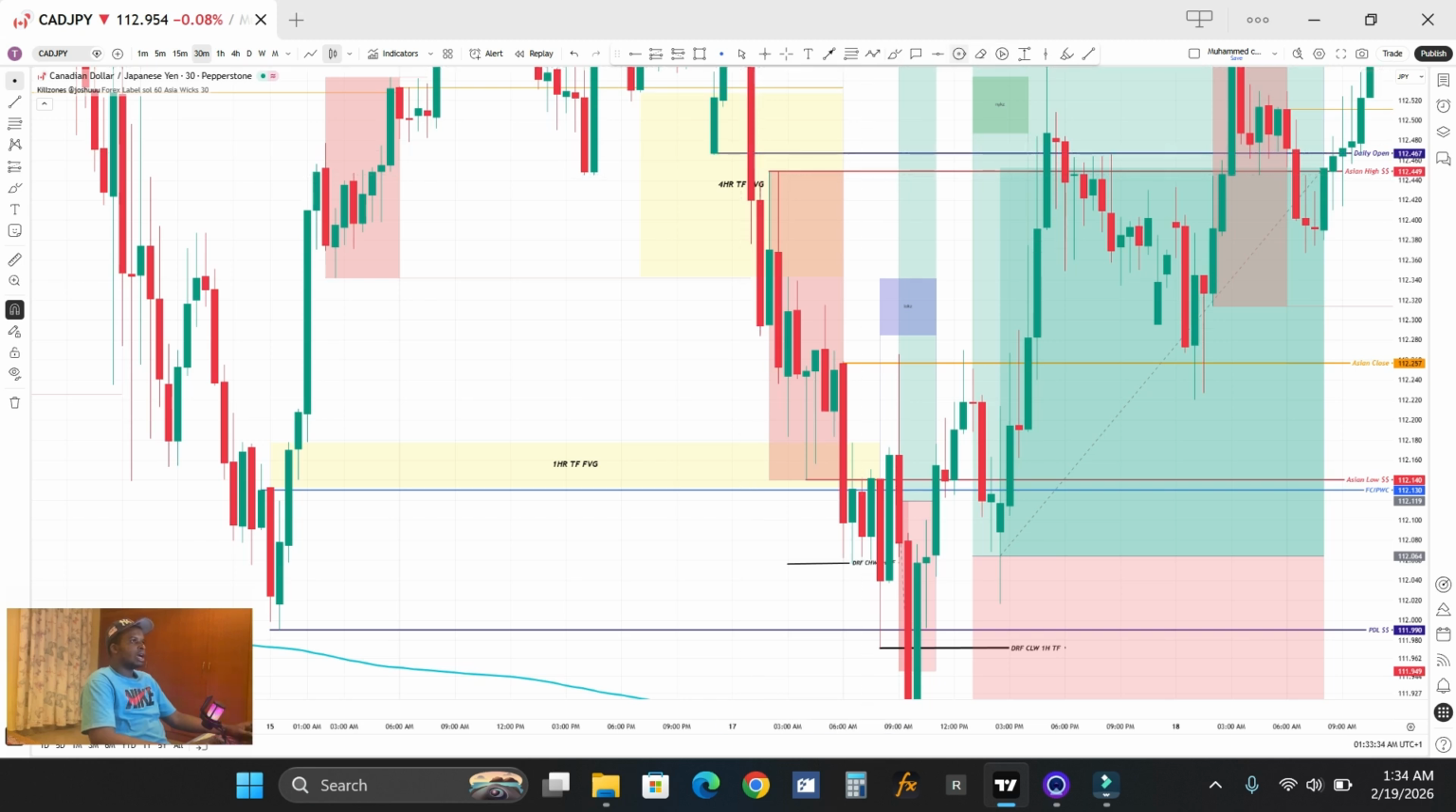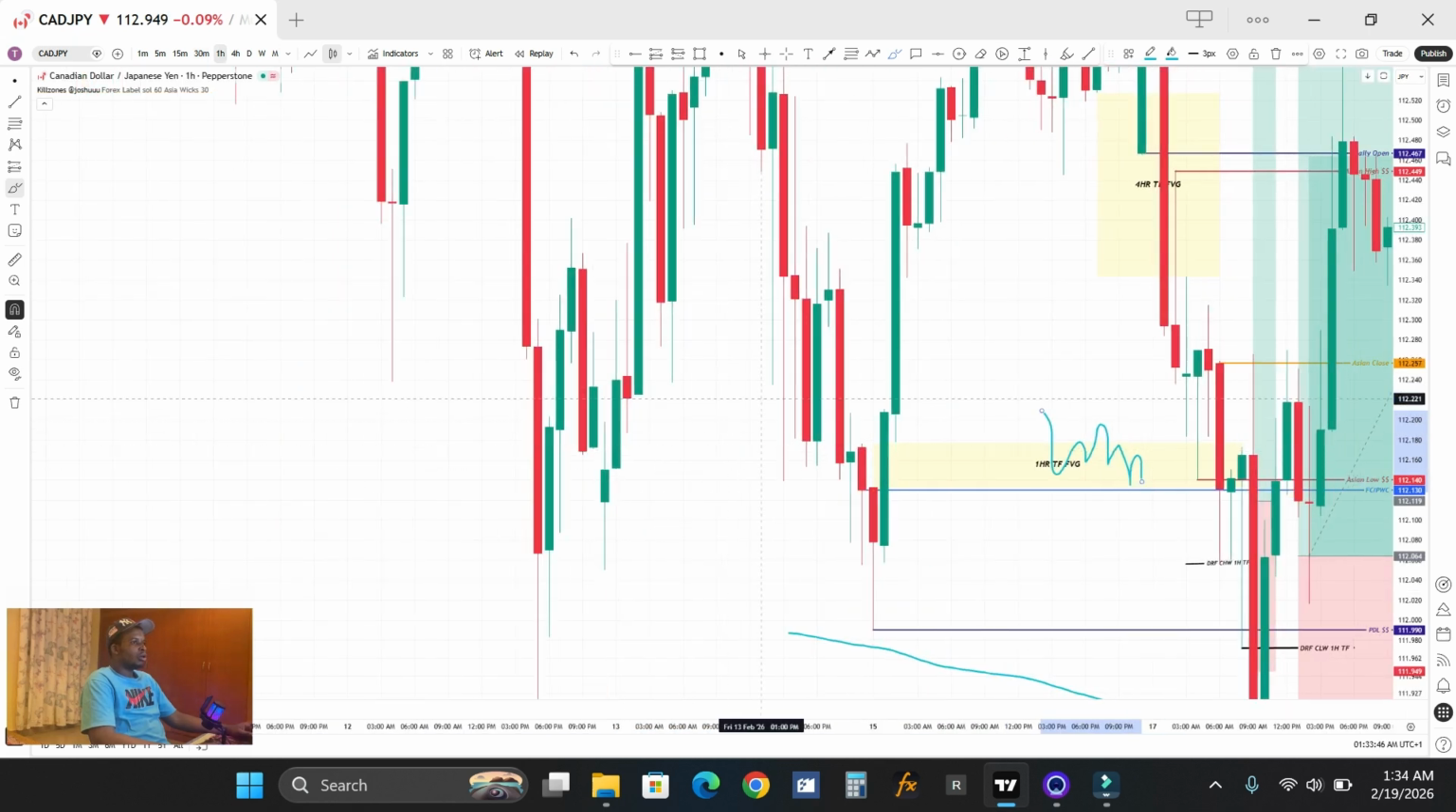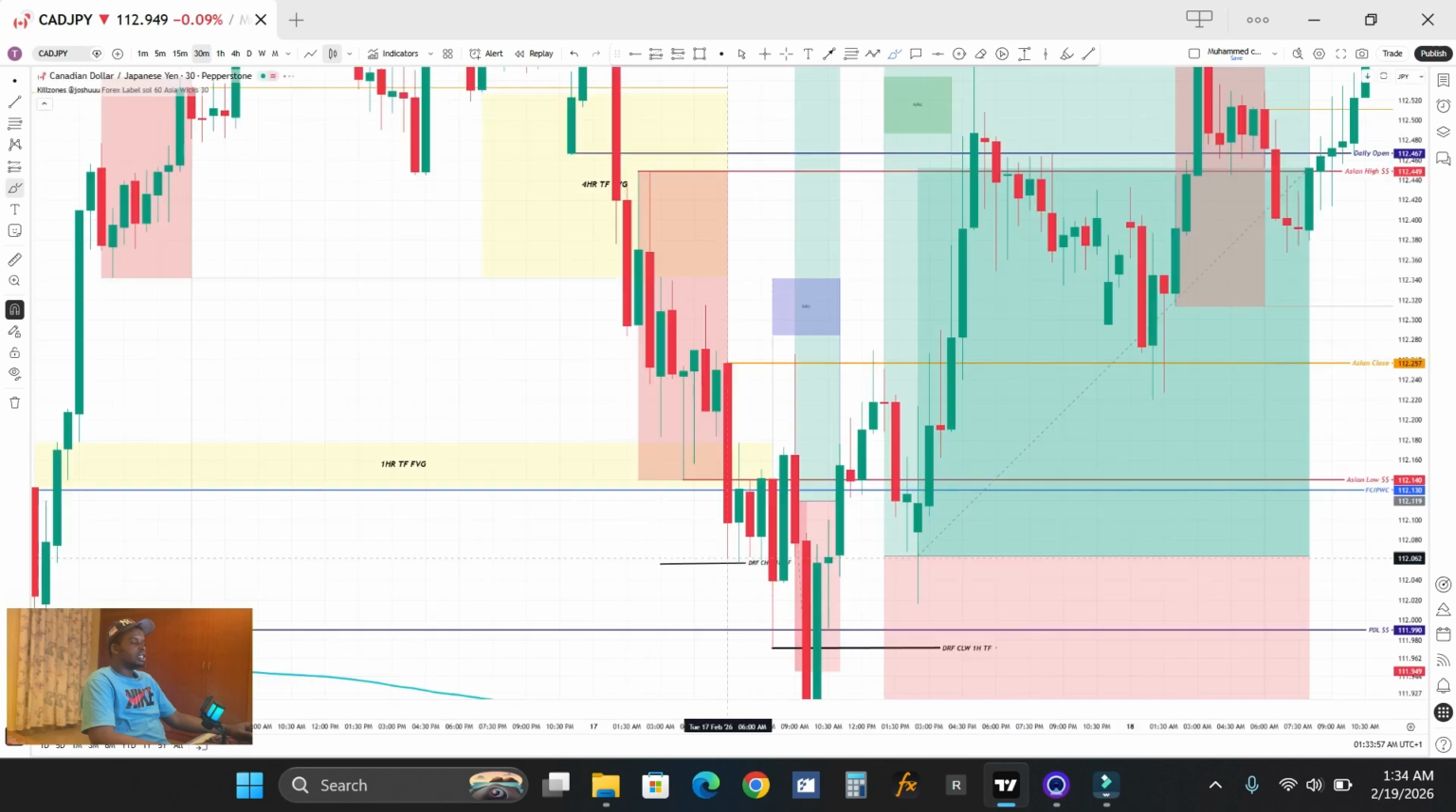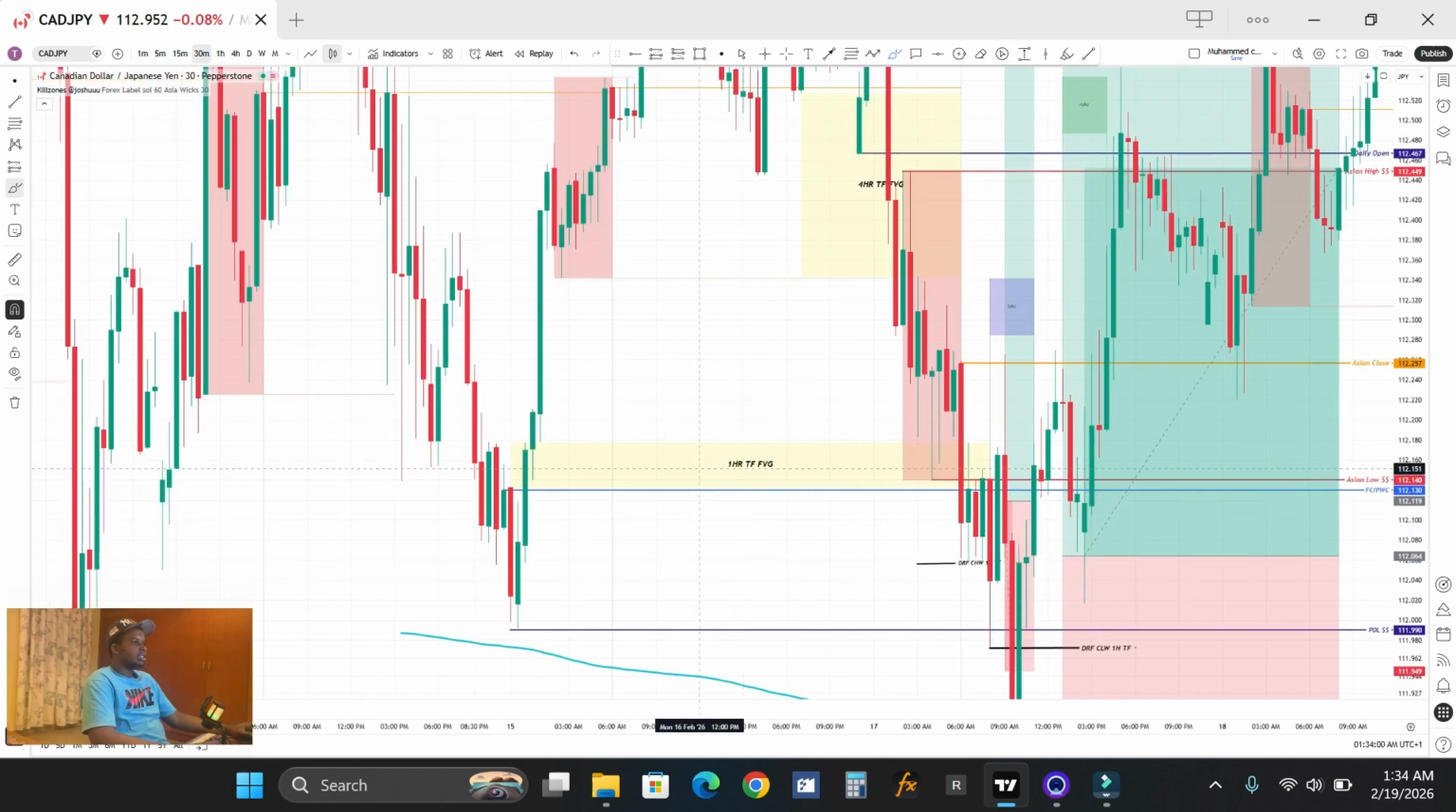So what actually happened was, when I came to my chart before London session, I saw that price actually filled this 1 hour fair value gap. If you switch to your 1 hour chart, you could see that this is a fair value gap. This is an actual 1 hour fair value gap which was filled during Asian session, and then the Asian low was swept during pre-London, that is before London session.